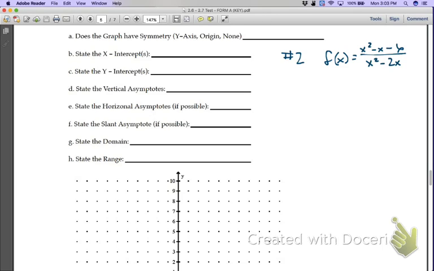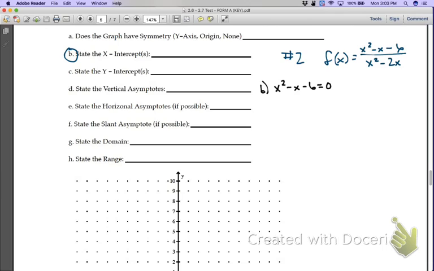Okay, so the part about the symmetry is going to be one of the last things you do, because whenever you graph it. Okay? So the x-intercept is when it's 0. Basically all you're going to do for B is set the top equal to 0. So x squared minus x minus 6, when it's equal to 0.